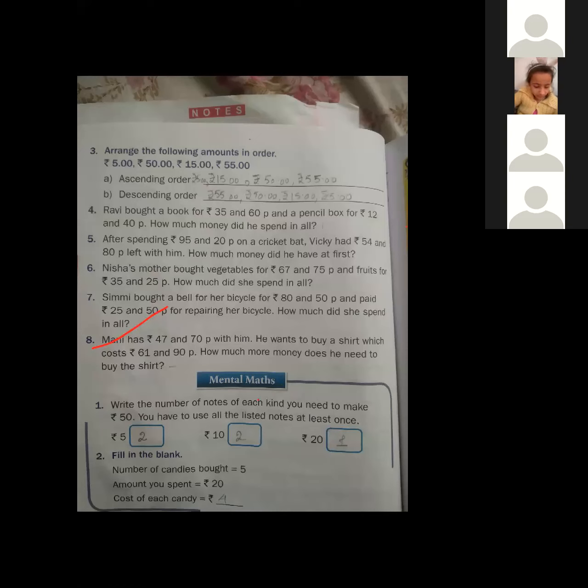So this was the question. No need to give me the answer. No need to do the calculations. I'll repeat. Mani has rupees 47 and 70 paise with him. He wants to buy a shirt which costs rupees 61 and 90 paise. How much more money does he need to buy the shirt? You can do this in your maths copies, whether it is plus, minus, or multiplication. So this is the way I just wanted to tell you. You have to practice this.